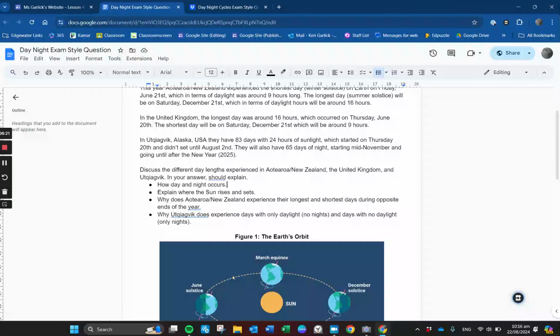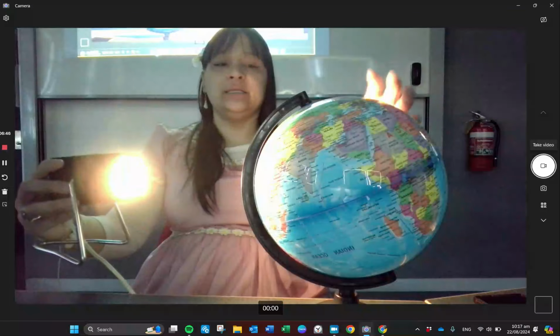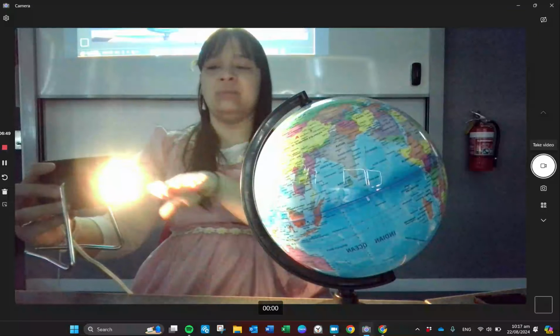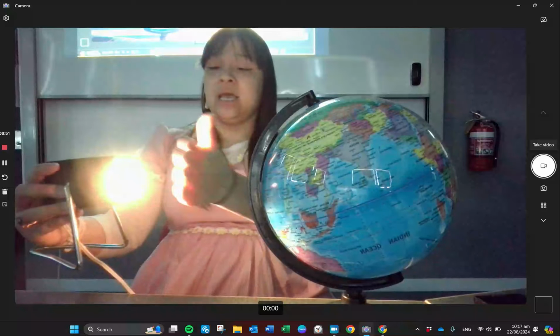So thinking about why New Zealand experiences the longest days and shortest days at opposite ends of the year compared to the UK. I don't think I've worded that very well. So we're in opposite hemispheres, so that's going to influence it. The other thing that we have to be mindful of is how direct that sunlight is. So when we're on this side, we're thinking about angles now. You see how the northern hemisphere is getting a lot of direct sunlight, and that's going to be really hot.